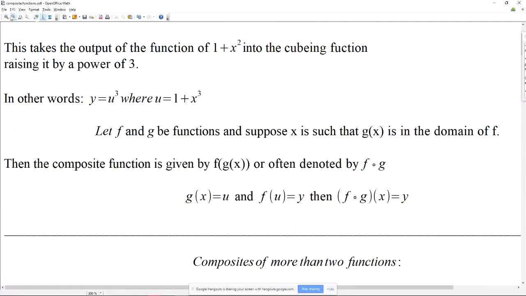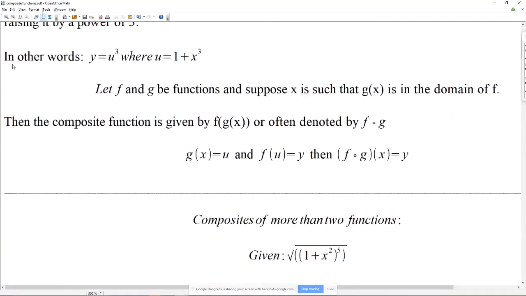But you'll find that in some functions, f of g is different than g of f. Not all functions are like that. Some will be different. Some will be the same. So we're going to get into that as well. So this is going to be the composite of two functions.